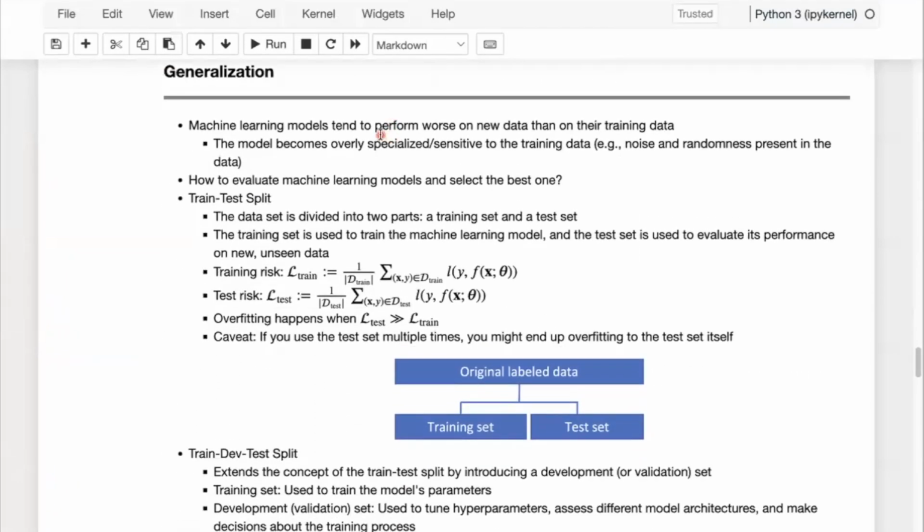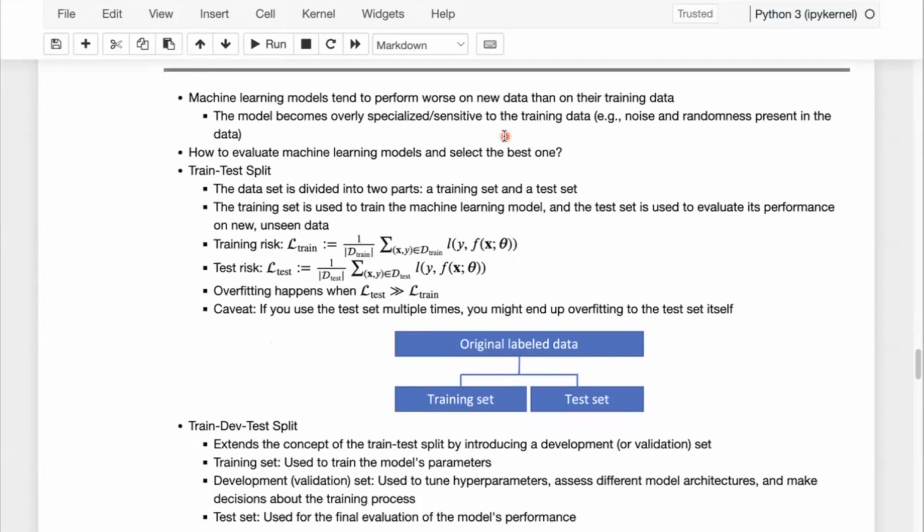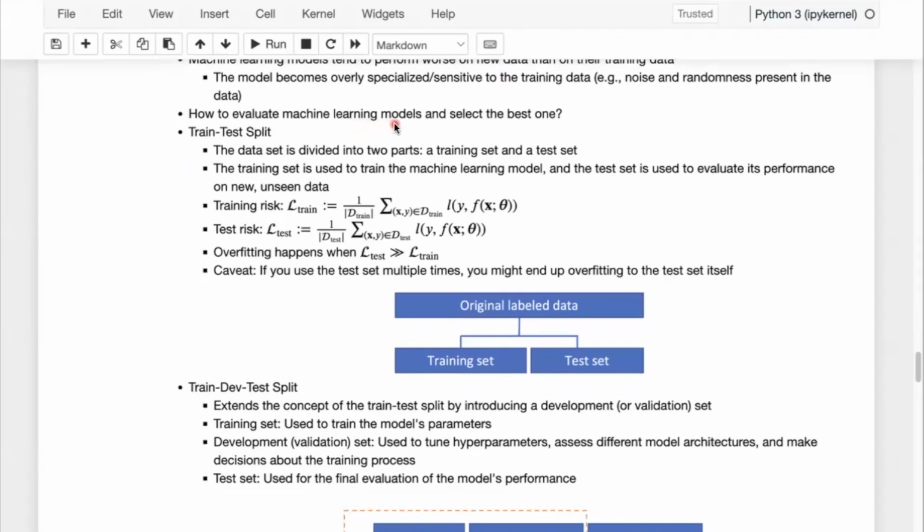So this is a good time to also talk about generalization. For machine learning models, the goal is to make sure that they perform well on new or unseen data. And the reality is that in many cases, machine learning models tend to perform worse on data points that they have not seen before. This is always a concern and something we have to pay attention to. So the question is, how can we evaluate machine learning models and select the best one?